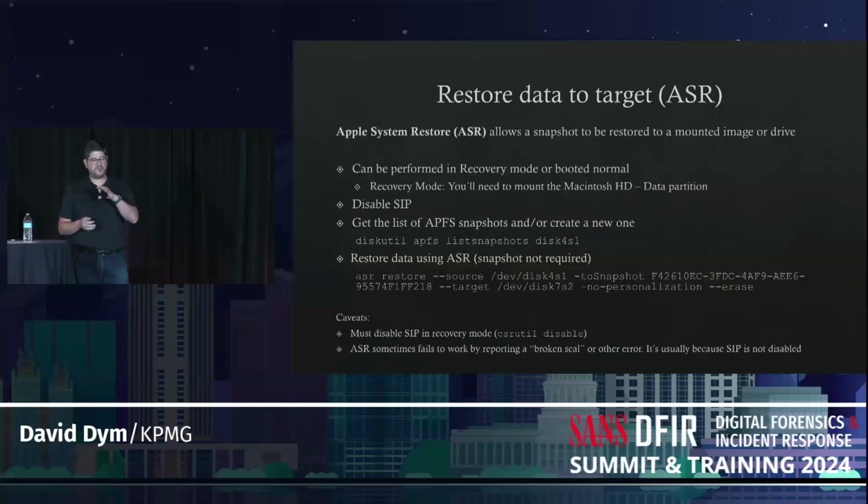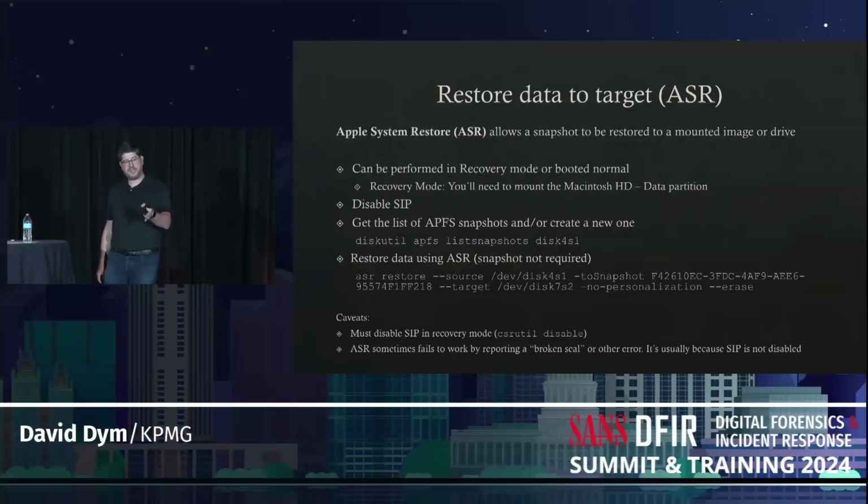The difference with accessing the snapshot this way is you have to give it the ID for the snapshot. So from your terminal app in recovery mode, you're going to run diskutil apfs listSnapshots and then the disk number for the data disk. And it's going to give you the snapshot information. You need that ID. That's the very first top of the tree. And I apologize for not having a screenshot of that.